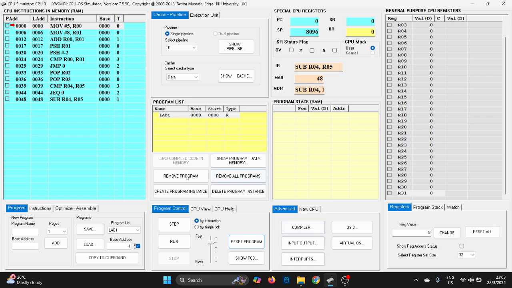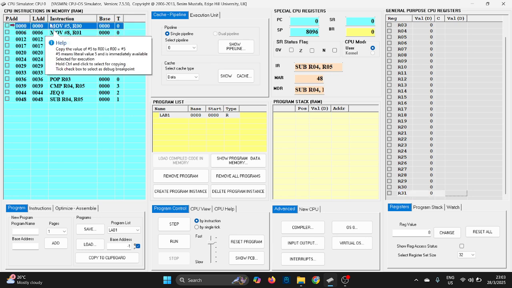So, from this page, for lab 1, we have the CPU instructions in memory, which is RAM. Then we have the program list. Then we have the special CPU registers and the program stack, which is RAM. And the last one is the general purpose CPU registers.